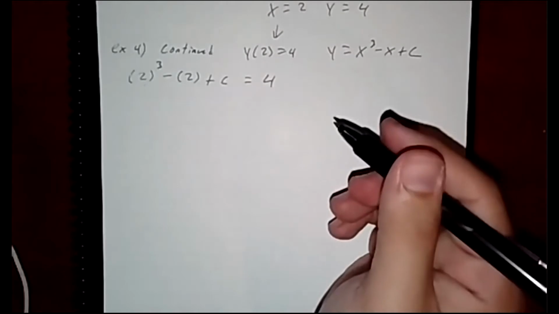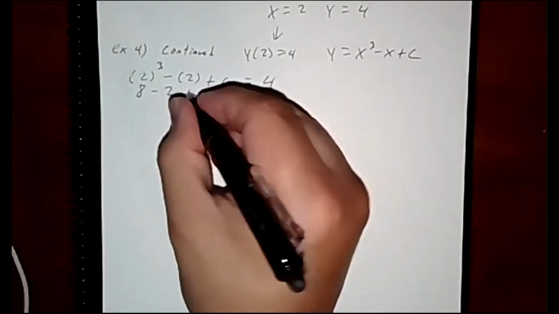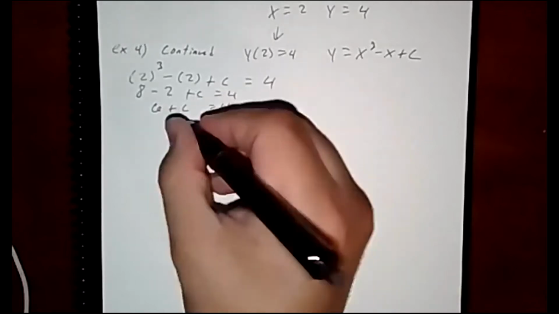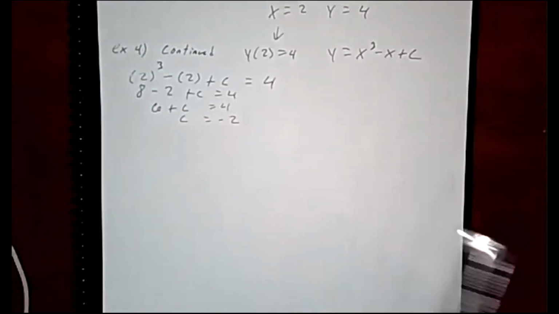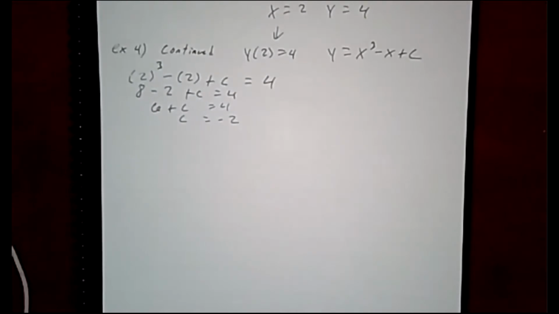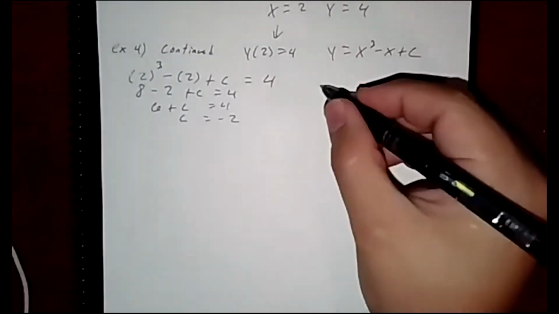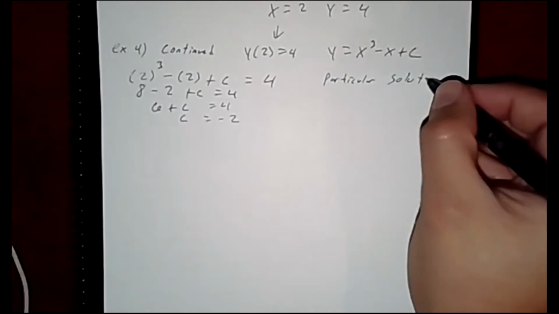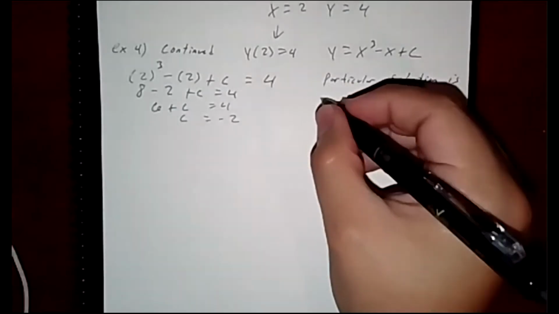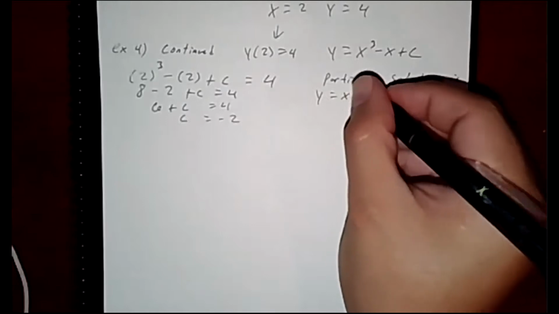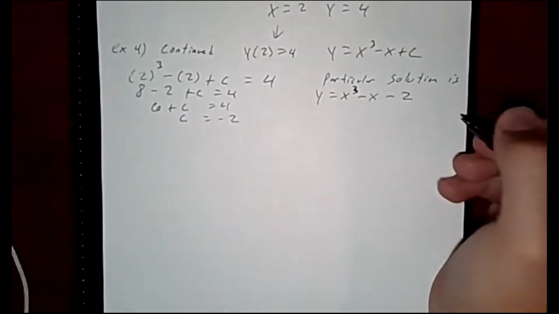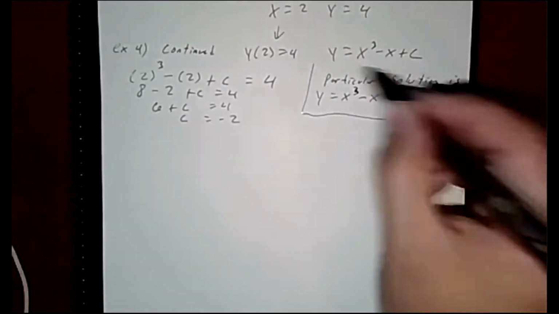So then solve for c, and you have the particular. So this will be 8 minus 2. That will be 6 plus c equals 4. C will be negative 2. So the particular solution is y equal to x cubed minus x minus 2. So this is what they wanted.